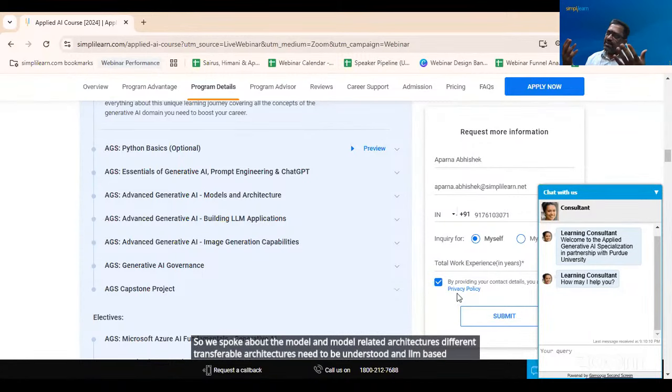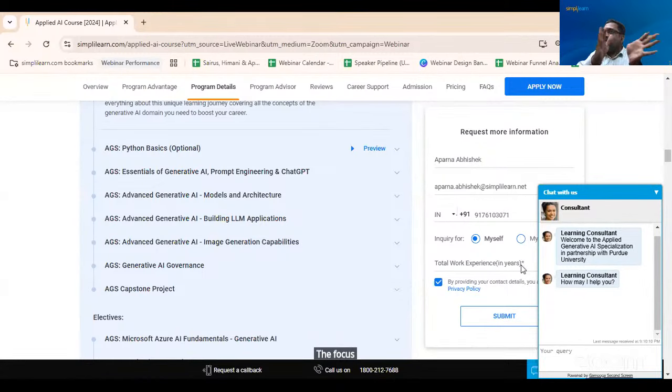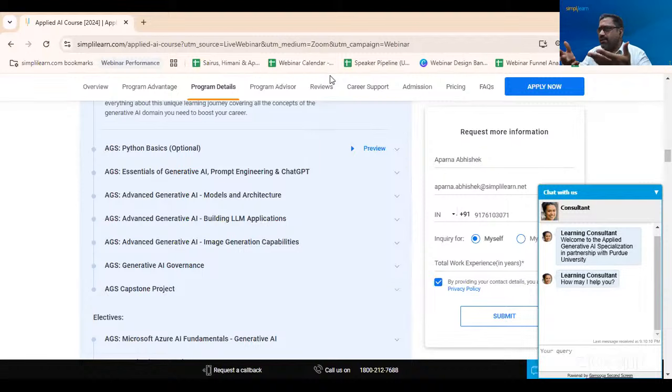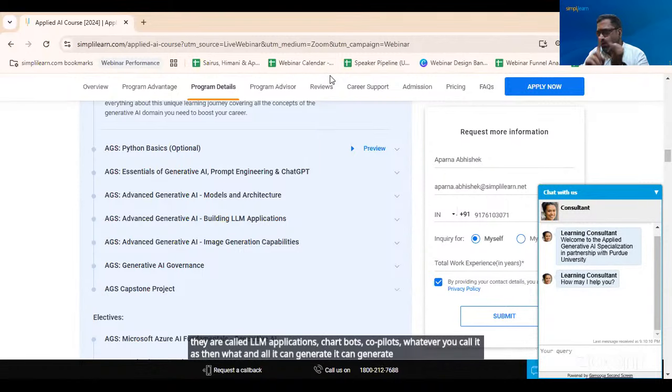So basically AI with this generative AI, the focus is not building the model. Building the model somebody will do. How do we use that model to perform a task? That is what needs to be learned. They are called LLM applications, chatbots, copilots, whatever you call it. Then what all can it generate? It can generate language, it can generate data, it can generate any sequence basically.